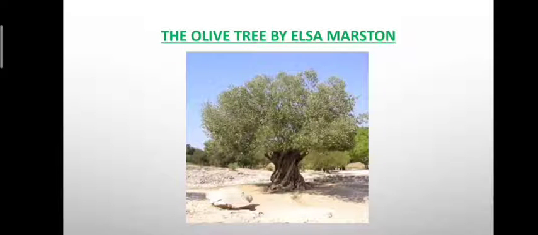This is the picture of the olive tree. Can you predict what the story will be about? We are going to read a story that is set in a hillside village in Lebanon called The Olive Tree, written by Elsa Marston. I hope everyone is ready with your textbook, and as we go on reading the story together, I want all of you to underline all the new words you come across as you read.